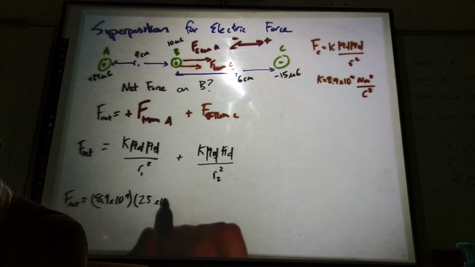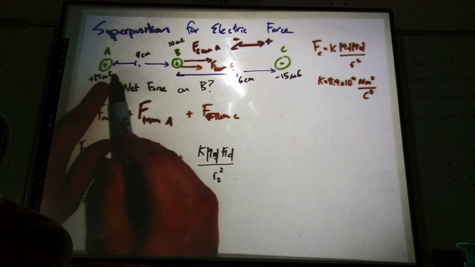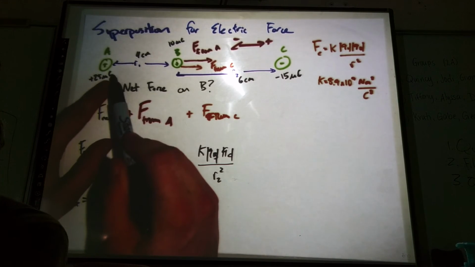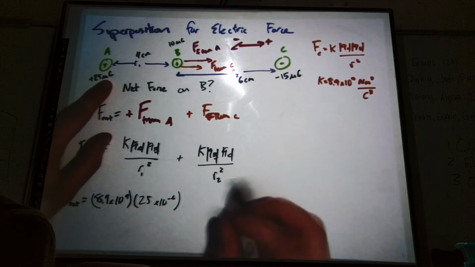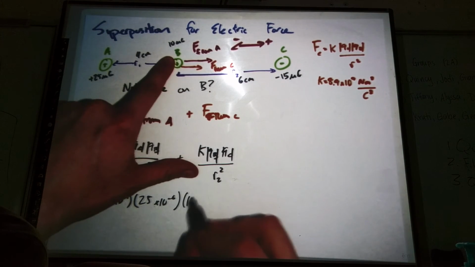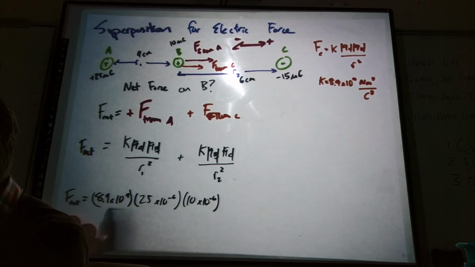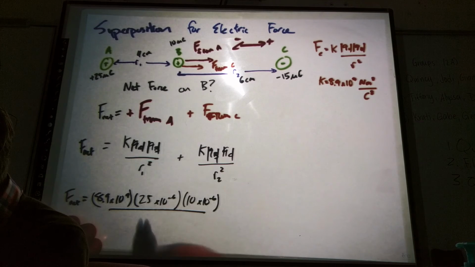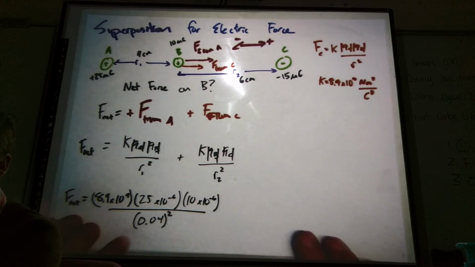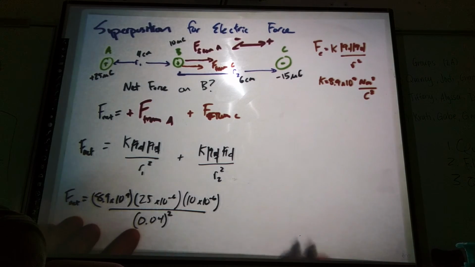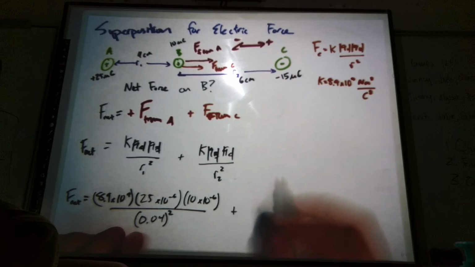25 times 10 to the negative 6, because it's 25, and to convert this over to regular coulombs, I have to do times 10 to the negative 6. I have to do the same thing for my 10 charge, all divided by R1 squared, which is 0.04. Oh man, I'm losing my voice. Alright, that takes care of that term. Now I'm doing the other term.